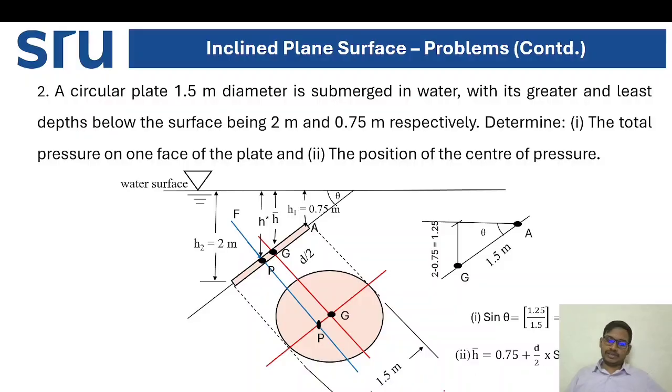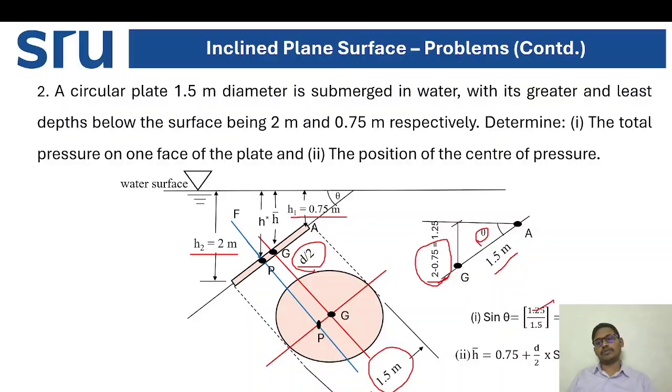Here they have given the diameter as 1.5 meters, H1 is 0.75 and H2 is 2 meters. So with diameter 1.5 and angle theta, sin theta is equal to 1.25, which came from 2 minus 0.75, that is H2 minus H1, 1.25 by 1.5, that is 0.83. H bar is equal to 0.75 plus d by 2 into sin theta, that is equal to 1.375.